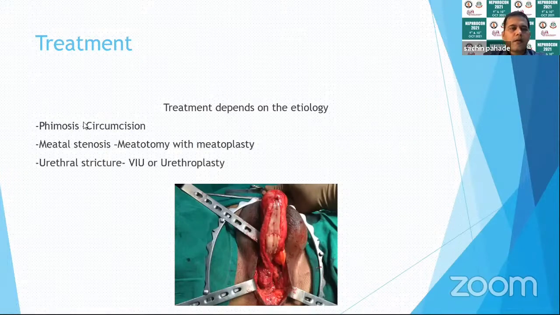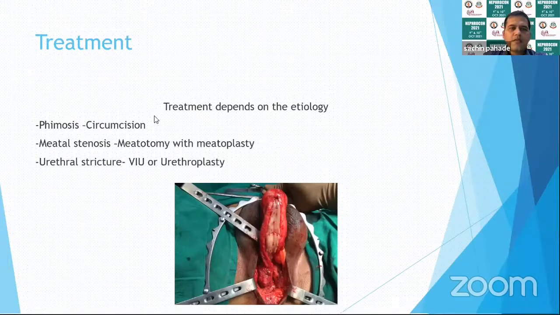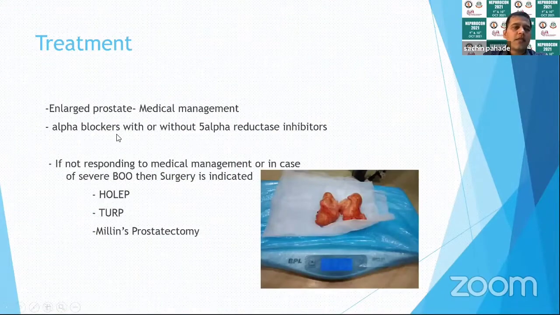Now, if the patient has got an enlarged prostate, the treatment would be initially a medical management, wherein you can start with alpha blockers like tamsulosin, alfuzosin, or silodosin, along with 5-alpha reductase inhibitors if the prostate size is more than 40 grams. In case the patient is not responding to medical management, or in case of severe bladder outlet obstruction, then obviously surgery is indicated.